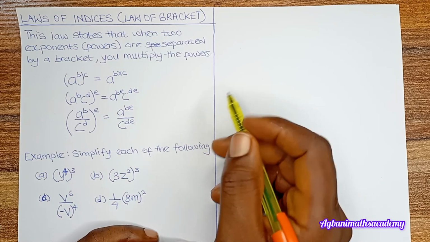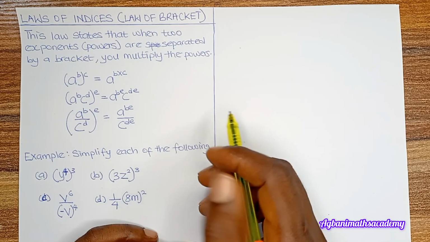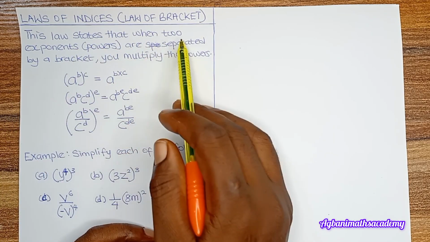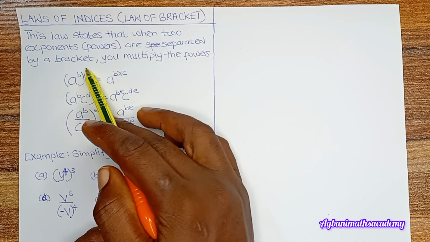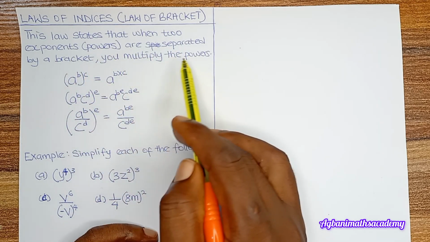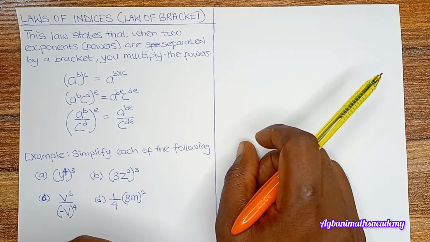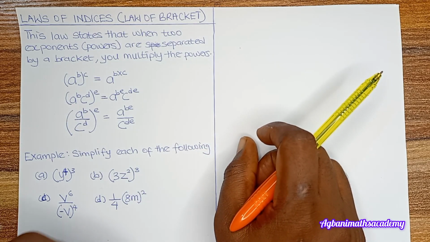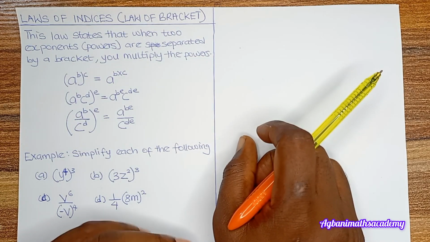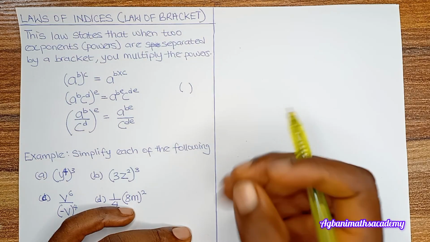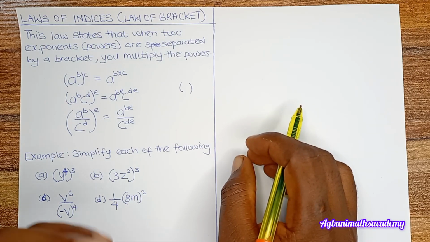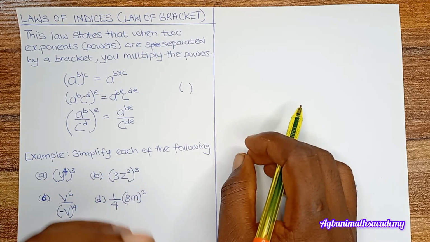Okay, so this law, the law of bracket, states that when two exponents, which are also called powers, are separated by a bracket, you multiply the powers. So if two exponents are separated by a bracket, what you simply do is multiply the powers. Remember, in mathematics, bracket means multiplication. So when two exponents are separated by a bracket, you simply multiply the powers.